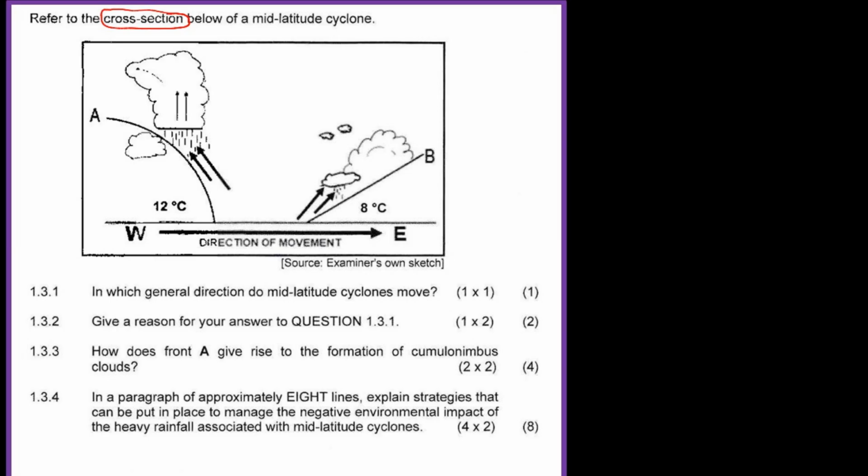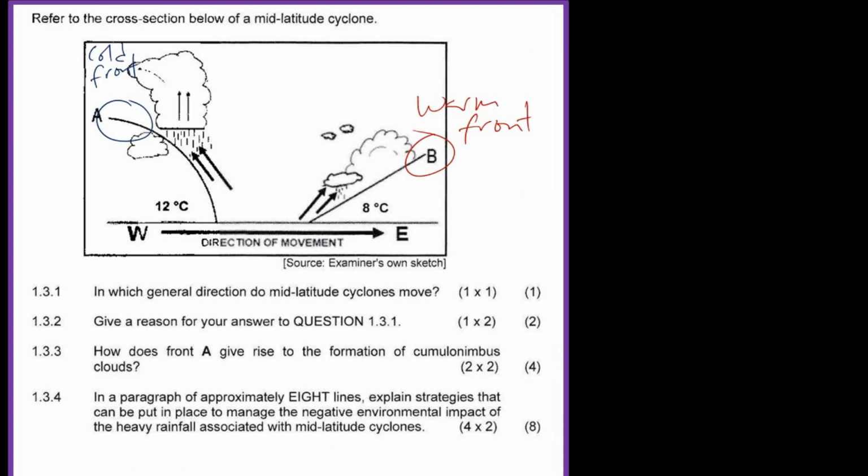I will start with the question paper of November 2024, Geography Paper 1. Question 1.3. In this question, we are given a cross-section of a mid-latitude cyclone. The cyclone is in the mature stage. The cold and warm fronts are clearly visible. We have cumulonimbus clouds just above the cold front, and cirrus and nimbostratus clouds just above the warm front. We are given the direction of the mid-latitude cyclone from west to east.